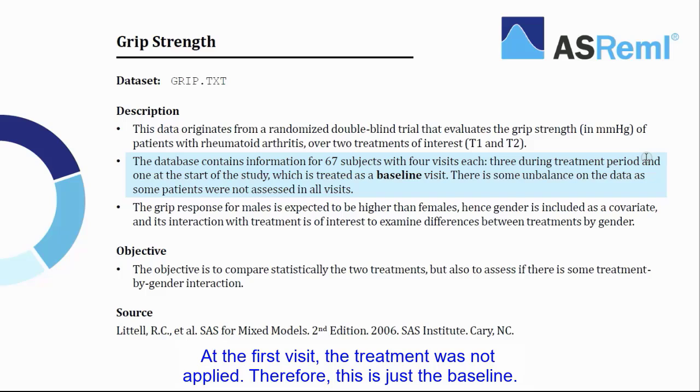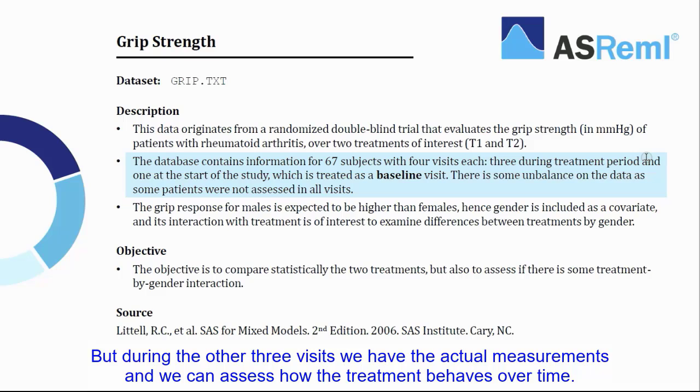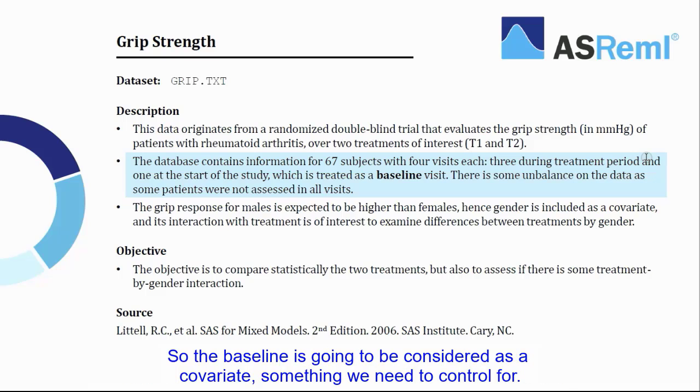At the first visit, the treatment was not applied, therefore this is just the baseline. But during the other 3 visits, we have the actual measurements, and we can assess how the treatment behaves over time. So the baseline is going to be considered as a covariate, something we need to control for.